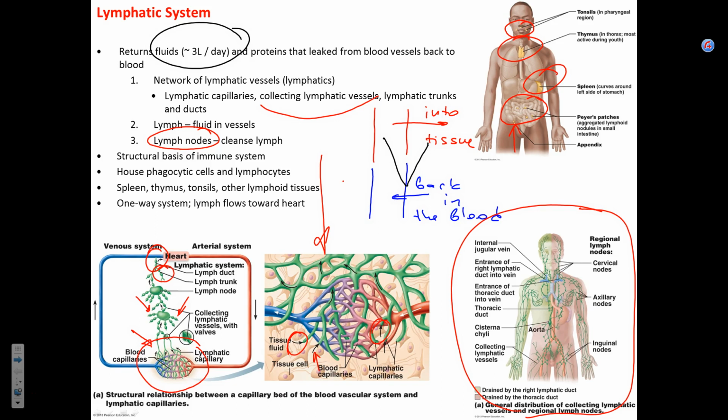In a way, you can think about the spleen and lymph nodes as little water treatment plants, lymph treatment plants, that remove all the pathogens and debris from the lymph and return clean fluid back into the blood. Is that clear?